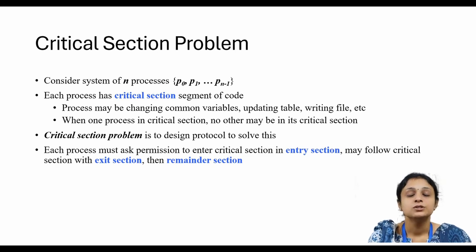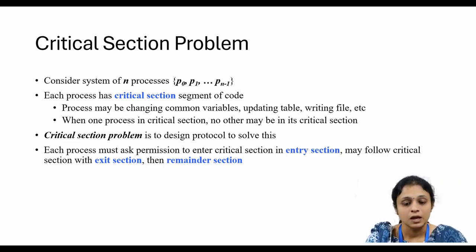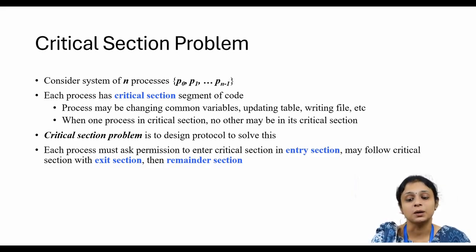Hello everyone. Today the topic is critical section problem. To understand what critical section is, we have to consider n processes. The processes are like P0, P1, etc. to Pn-1. All these processes may be changing some common variables, updating the table, writing the file, etc.